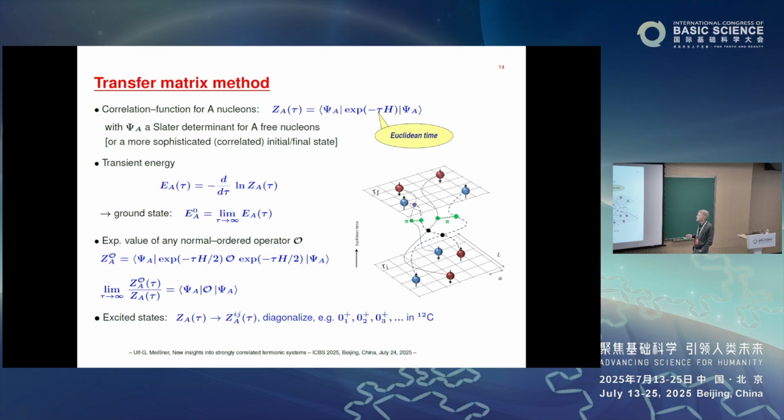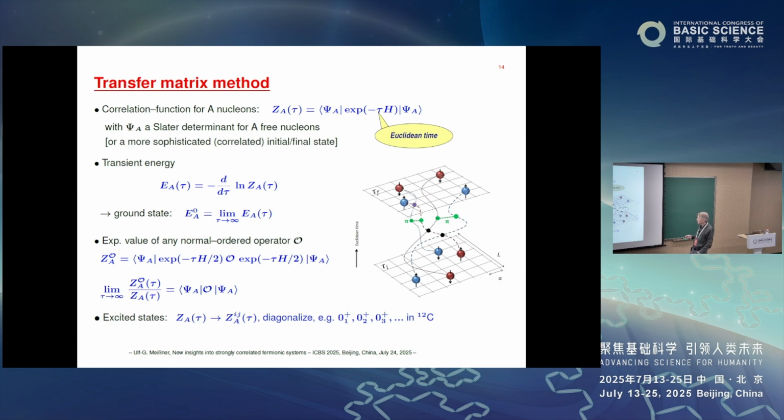And then you calculate in the standard way, you calculate the transfer matrix. You start with some wave function for your A-body system. It can be free nucleons or more sophisticated initial or final state. You evolve in Euclidean time with your Hamiltonian, and then you form this matrix element, and then you see that from the logarithmic derivative, you get the so-called transient energy. And if you wait long enough in Euclidean time, you filter out the ground state, but you can also get to excited states by preparing states with the same quantum numbers, and then this becomes a matrix, and you diagonalize this matrix. Then the lowest state, for example, in carbon-12 here would be the ground state, then the next one would be the Hoyle state, the next one would be the third 0+ state, and so on.